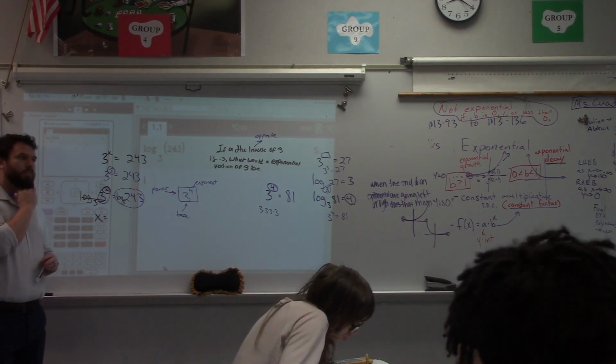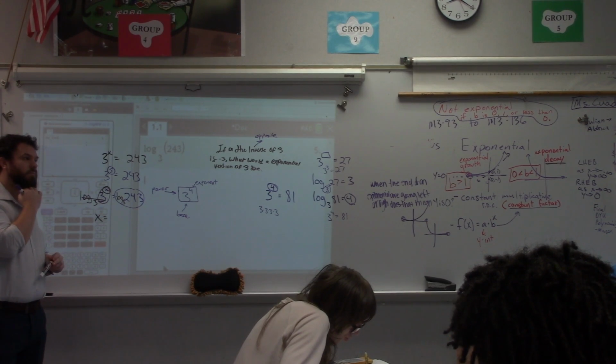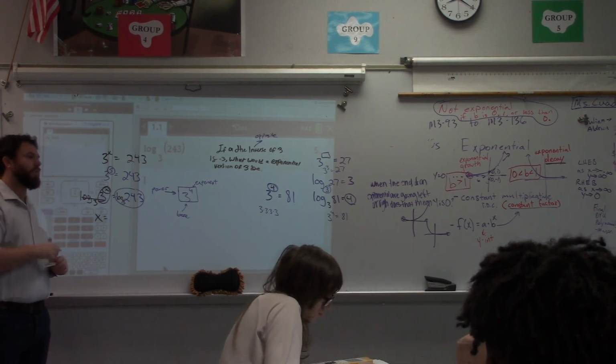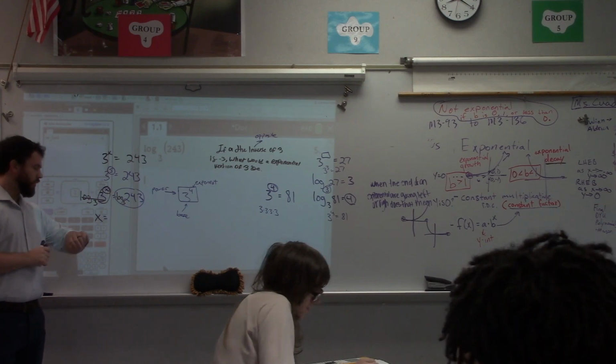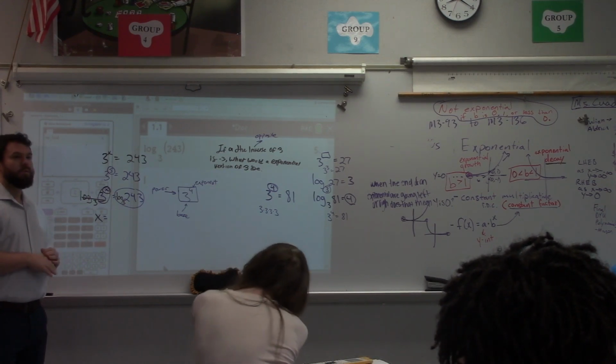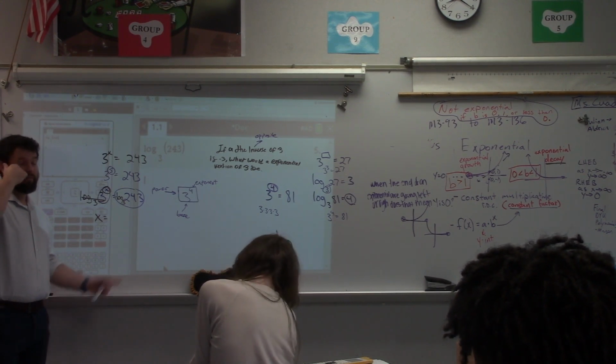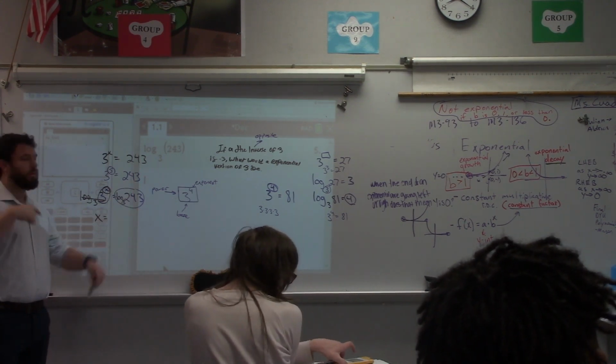I made it up. Not random. I knew 3 to the 5th was 243, so I chose to do that. Okay. So, Cam, did you get it? Okay.